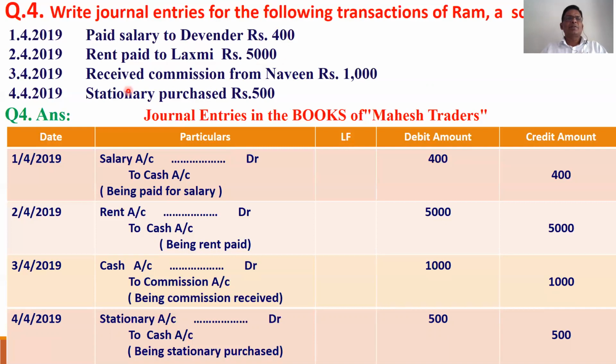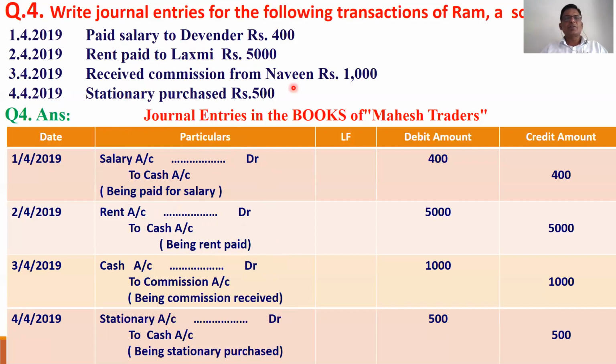Rent paid to Lakshmi. So rent is expenditure. When you are paying this expenditure, rent is debited, and cash is going out, cash credited. Lakshmi is immaterial. Whenever there is a nominal account with a person, the personal account is immaterial. Rent account to cash account, being rent paid.